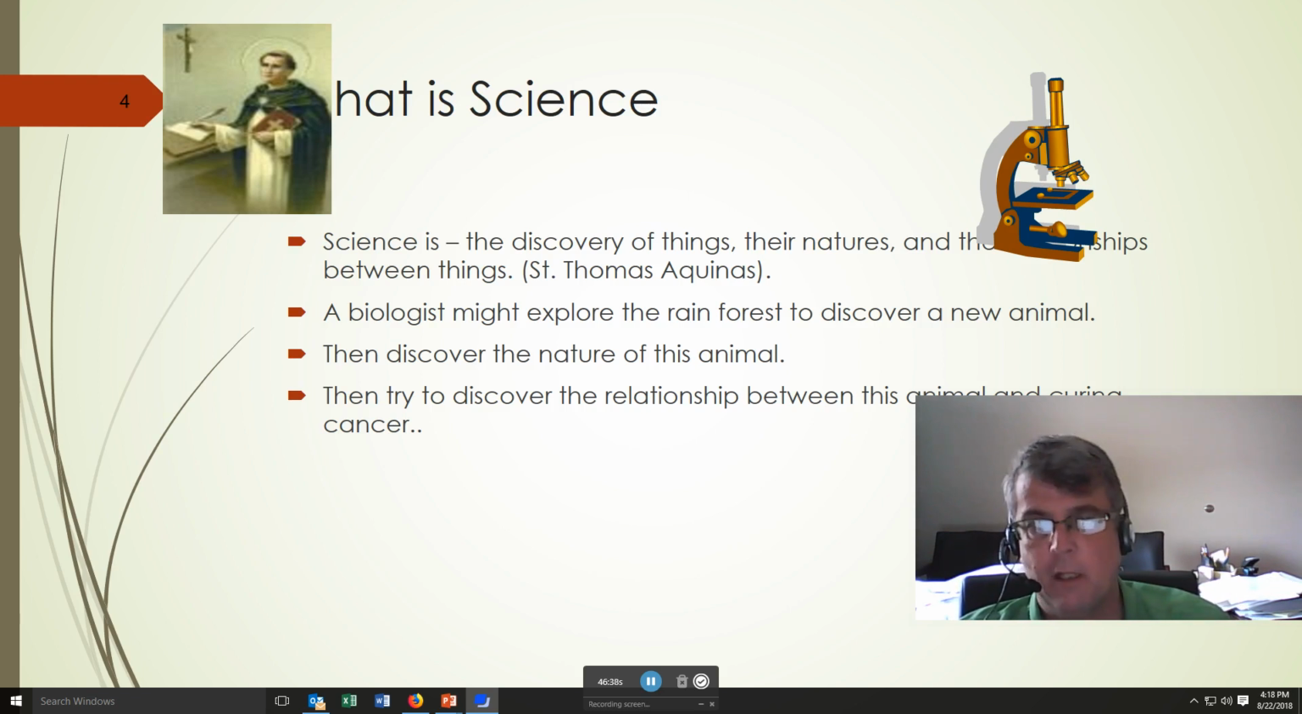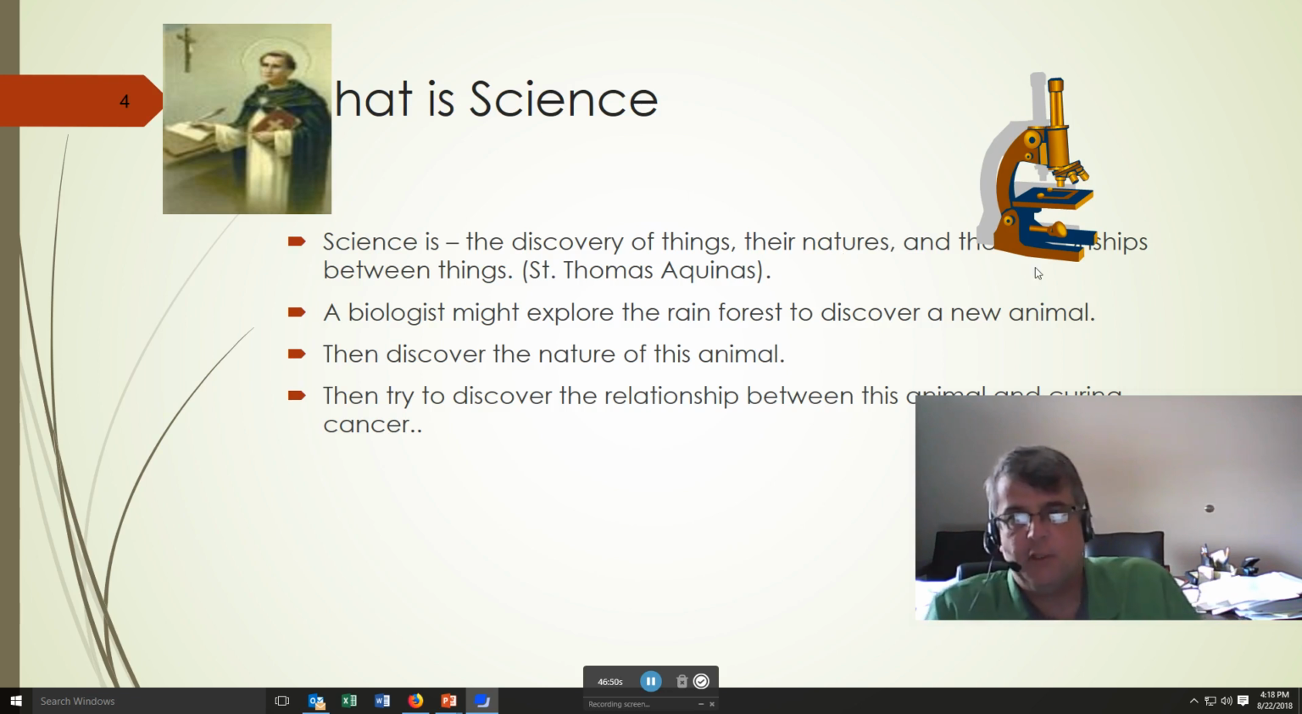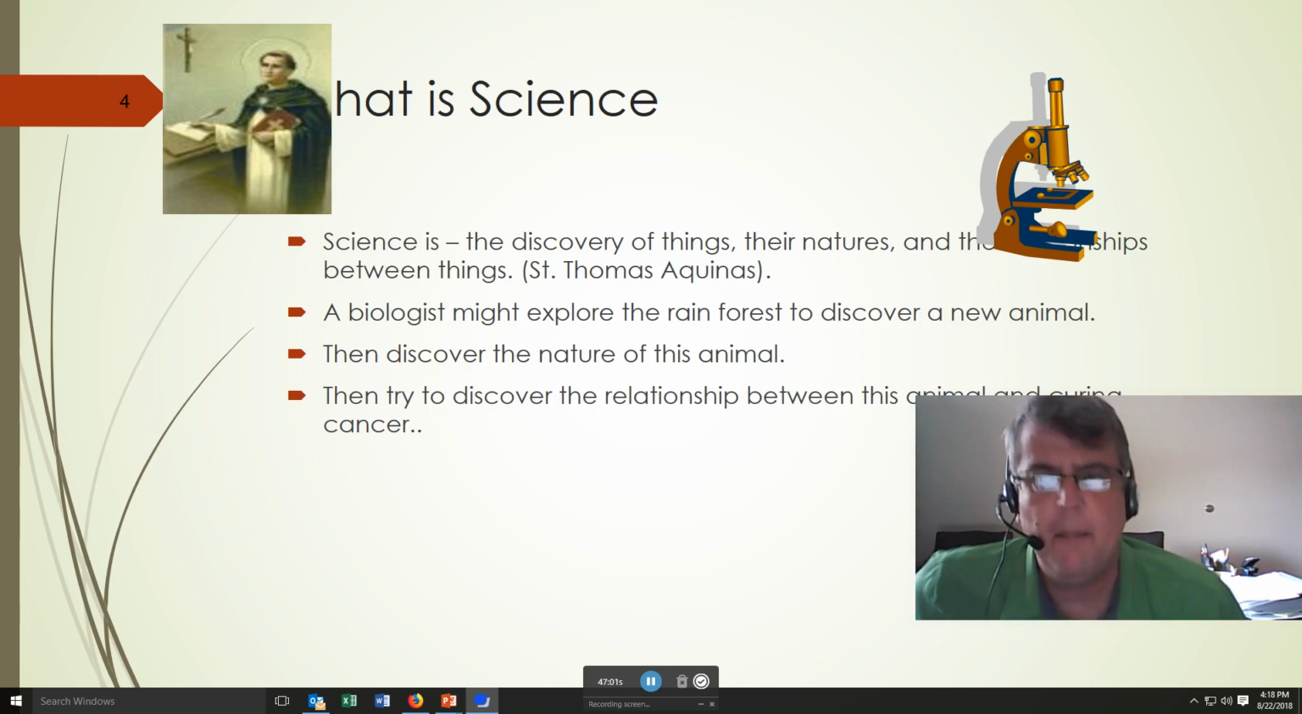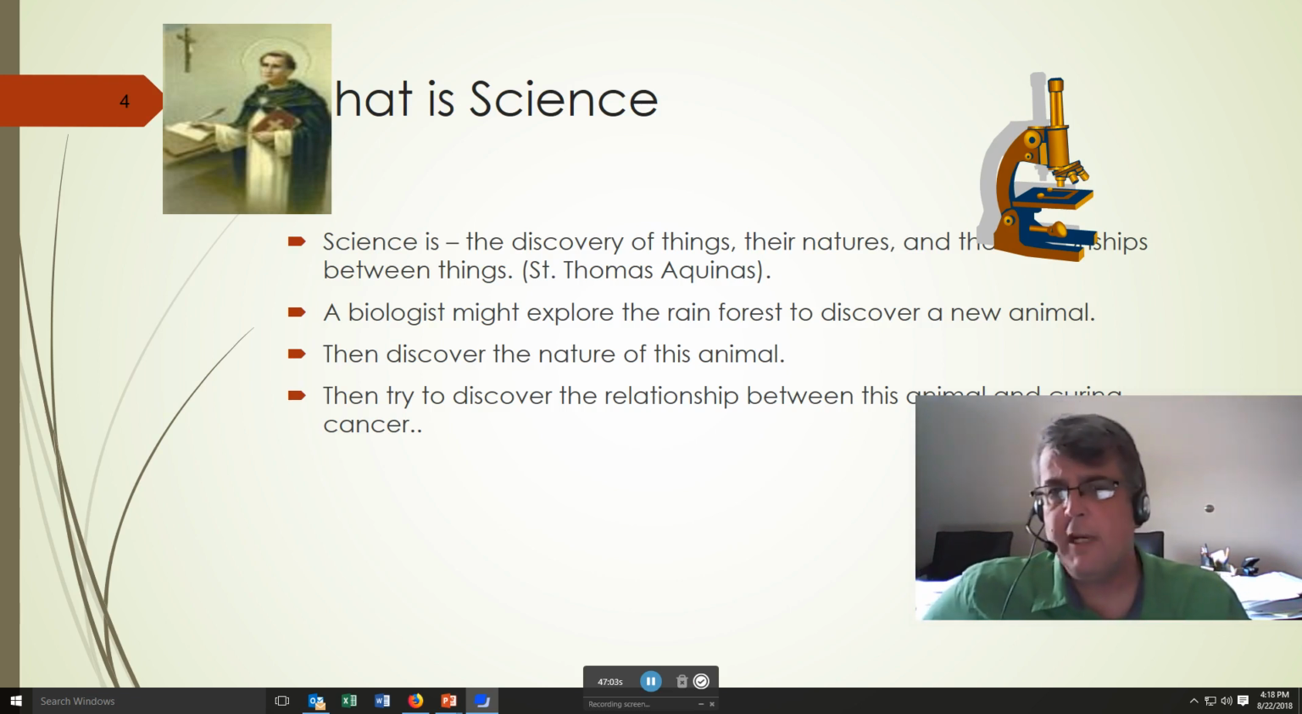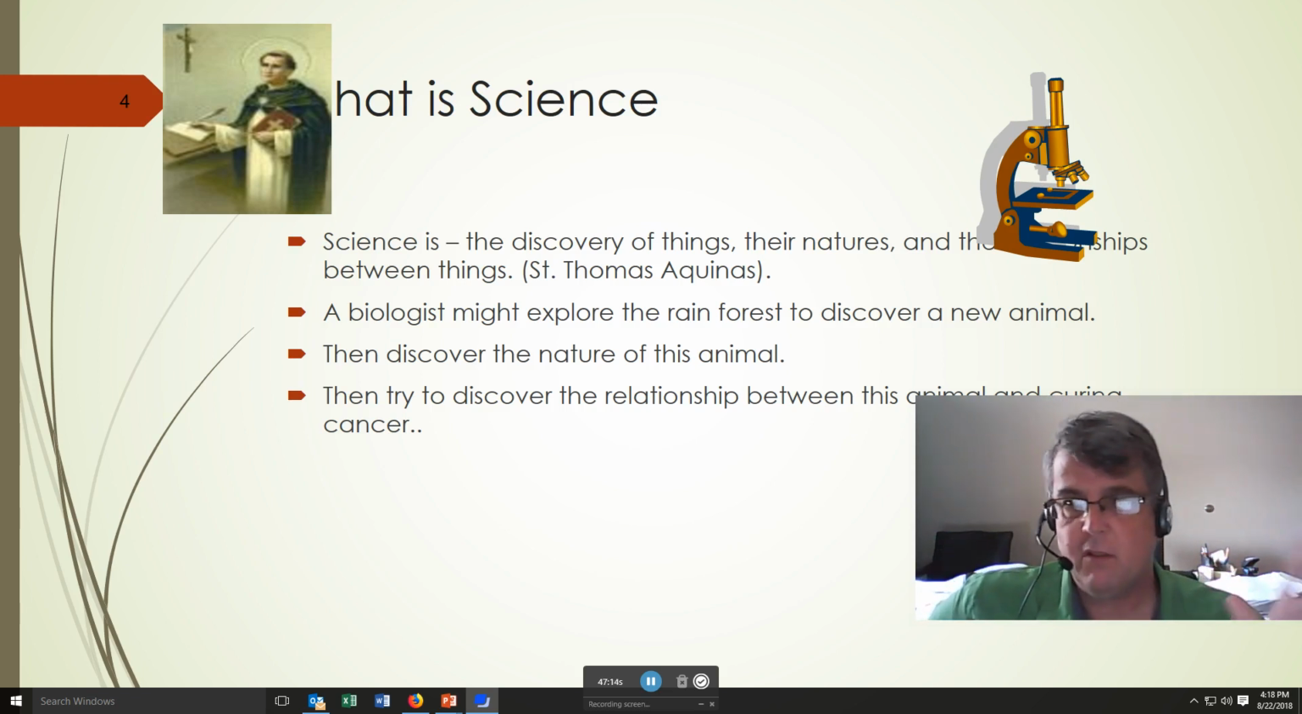Now, he, going along with this Aristotelian tradition, came up with a definition for science. He says that science is the discovery of things, their natures, and the relationships between things. Now, if you think about science, that's not a bad idea. We go out in the world, say a biologist goes to the rainforest to discover things. He sees something scurry in a bush, he runs after it, picks it up, looks at it, and sees a slow-moving animal with long claws.